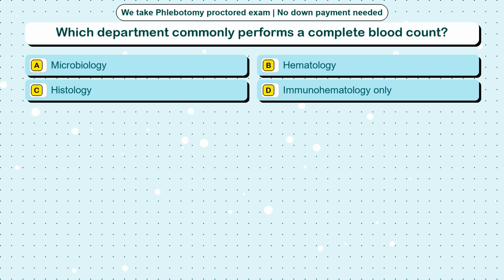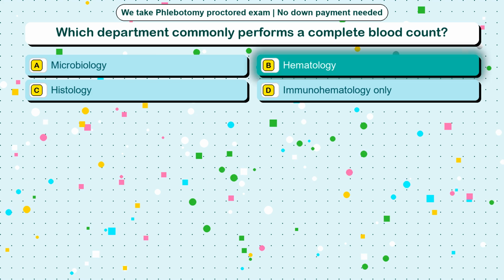Question 64. Which department commonly performs a complete blood count? Option A, microbiology. Option B, hematology. Option C, histology. Option D, immunohematology only. The correct answer is option B, hematology.